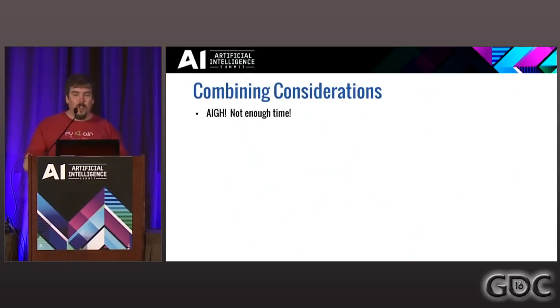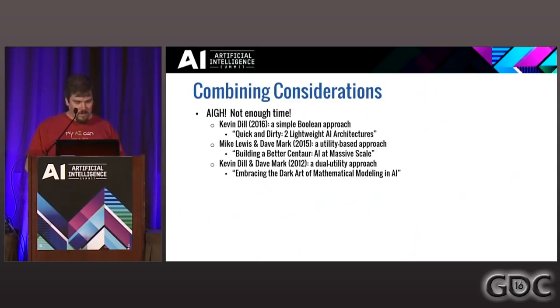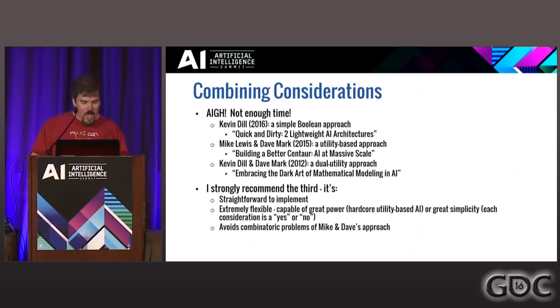As I said earlier, I don't have time to talk about how we combine considerations. But there have been a bunch of good talks on this. I gave a talk yesterday on the trigger system, which used a very simple Boolean approach to combining considerations. Mike Lewis and Dave Mark last year gave a fantastic talk in which they talked about how they combine considerations in their architecture. I gave a talk with Dave a couple years ago where I presented a dual utility-based approach. I really recommend the third, the dual utility-based approach.